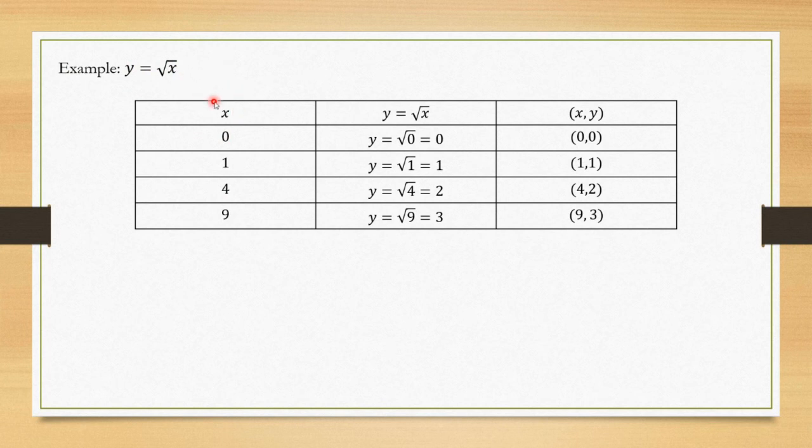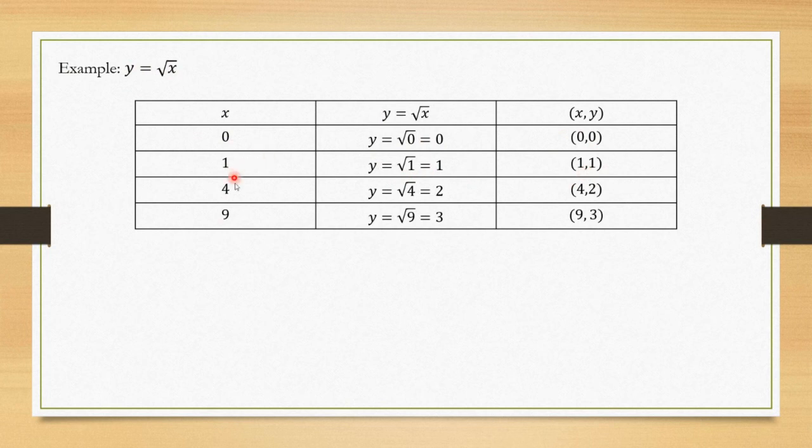So here, when x is 0, we have the square root of 0, right? Which is also 0. So this is on the graph of that. When x is 1, right? We also have y equals the square root of 1, which is still 1. So 1, 1 is on the graph, right?